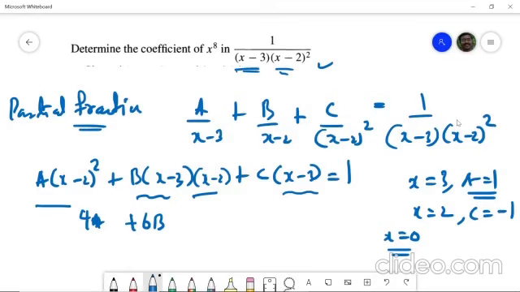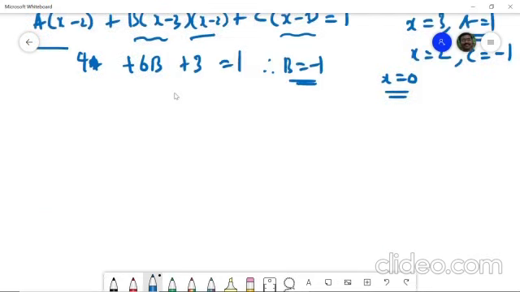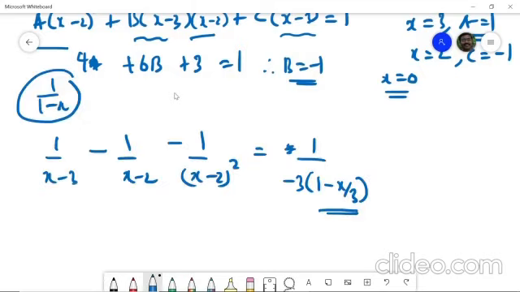So this term can now be written as 1 by x minus 3 minus 1 by x minus 2 minus 1 by x minus 2 whole square. Now we'll expand it using binomial theorem. So I'll write this in the form 1 by 1 minus x. I'll rewrite this; for that I'll take minus 3 from the denominator, so it is 1 minus x by 3. If I write it like this, I can give the expansion of 1 by 1 minus x there.